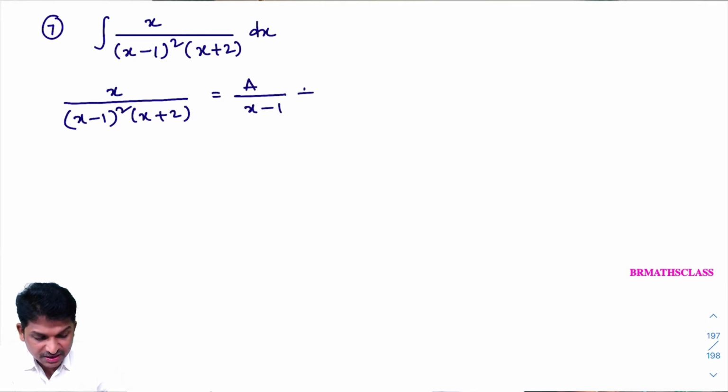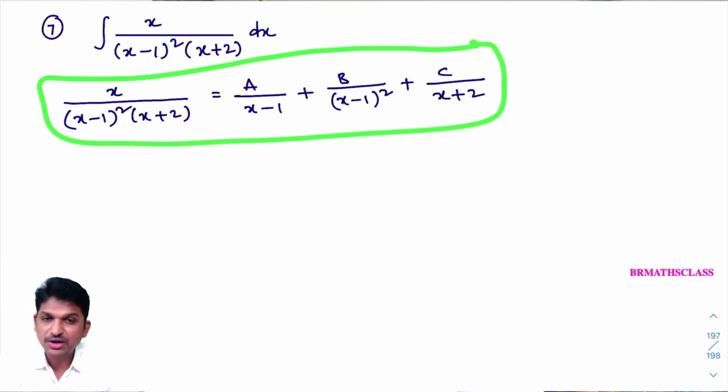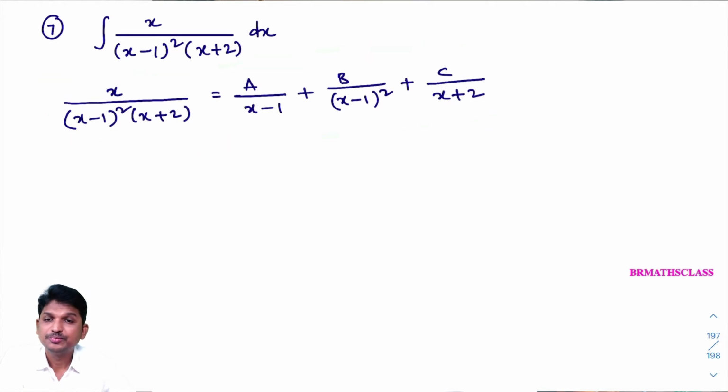A divided by x minus 1 plus b divided by x minus 1 whole square, this is what we learn in the theory part of type 2, plus c divided by x plus 2. This is the basic point. This is what you need to know from the theory of partial fractions. Now, what is my main intention here?